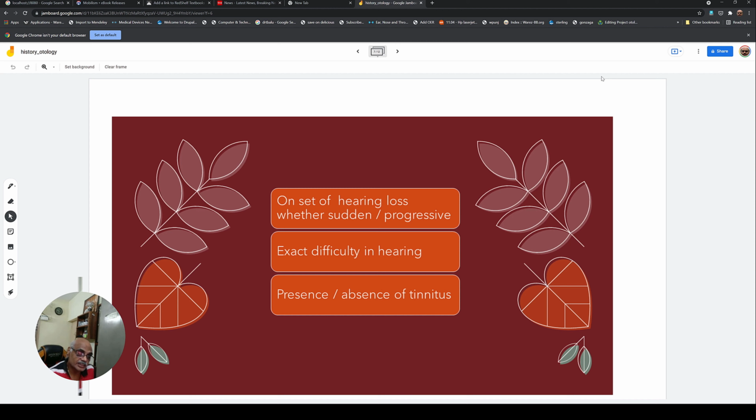If the patient says that a long duration of tinnitus preceded this hearing loss, it goes without saying this is actually a sensorineural hearing loss, probably due to presbycusis or a noise-induced hearing loss. Whereas if the tinnitus follows ear block, again I repeat, if the tinnitus follows ear block, this could probably be due to the presence of wax.